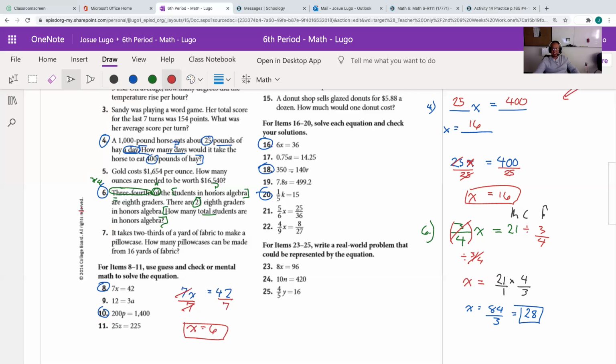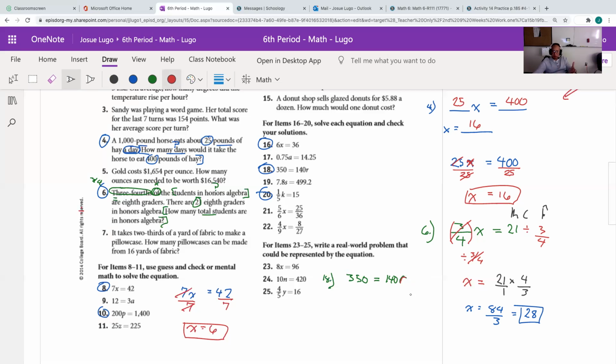Now in 18, ladies and gentlemen, don't let that freak you out. Notice how number 18, I'll just do this right here. We have 350 is equal to 140 R. All right, now notice how the variable is now on the right side, but that's all right.